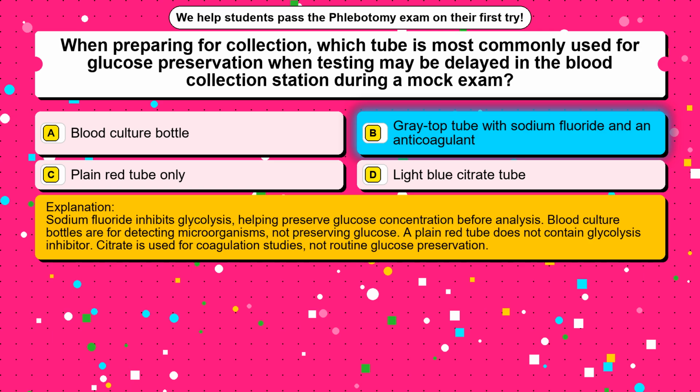Sodium fluoride inhibits glycolysis, helping preserve glucose concentration before analysis. Blood culture bottles are for detecting microorganisms, not preserving glucose. A plain red tube does not contain a glycolysis inhibitor. Citrate is used for coagulation studies, not routine glucose preservation.